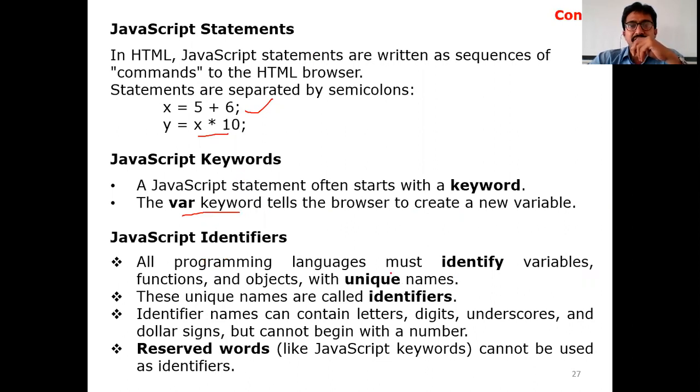Like in other programming languages, you have rules for defining identifiers. All programming languages must identify variables, functions, and objects with unique names. These unique names are called identifiers. Identifier names can contain letters, digits, underscore, and dollar symbol, but must not begin with a number. That is one rule. The dollar symbol is also allowed in JavaScript. Reserved words, like JavaScript keywords, can't be used as identifiers. Already you are aware, normally in C we have 32 keywords, or it depends, it keeps changing from time to time. They cannot be used as identifiers.